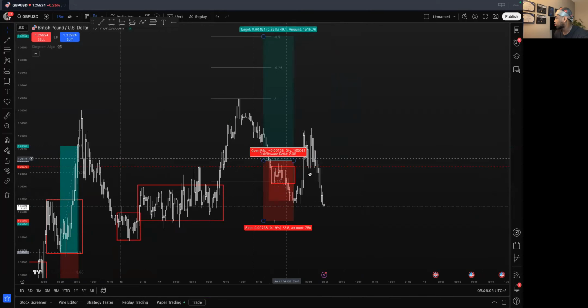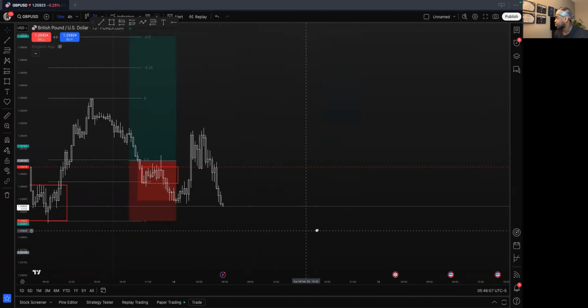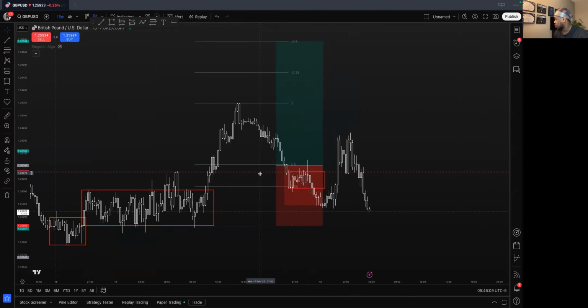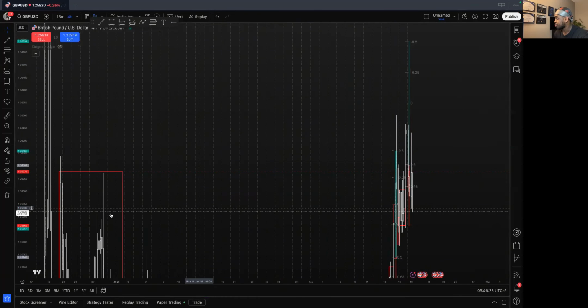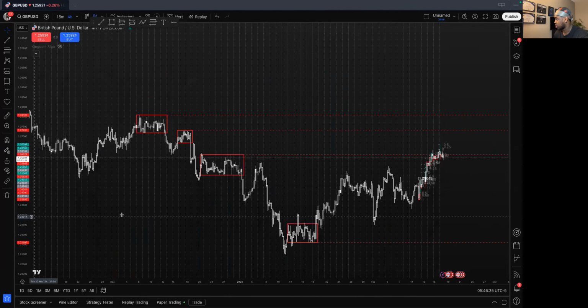So this is what I tried to enter last night. I saw the break of this structure here, this consolidation right here. So this breakout to the top side was my indication that we wanted to go bullish, but on the 4 hour, let's zoom out a little bit.